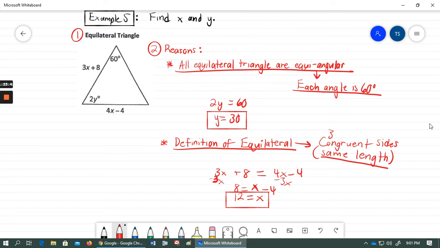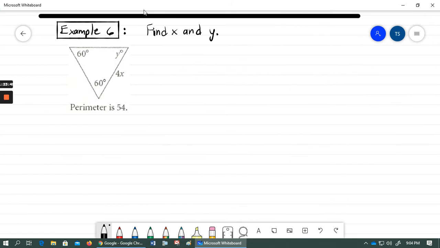Guys, I want to show you one or two more examples. Just different looking examples. Okay, so this example here is example 6. They want you to find x and y.